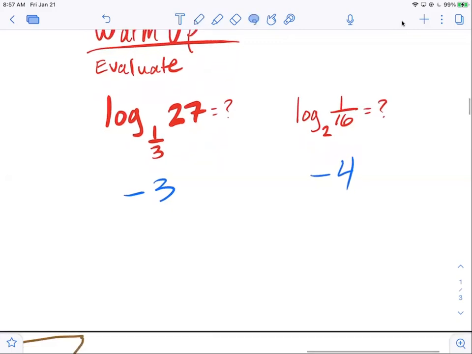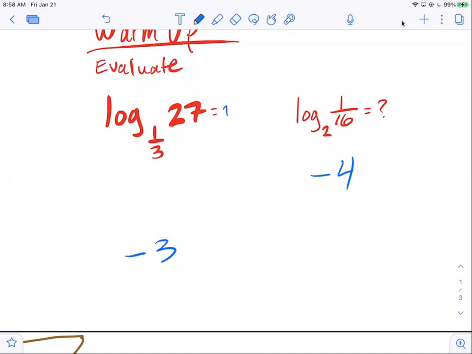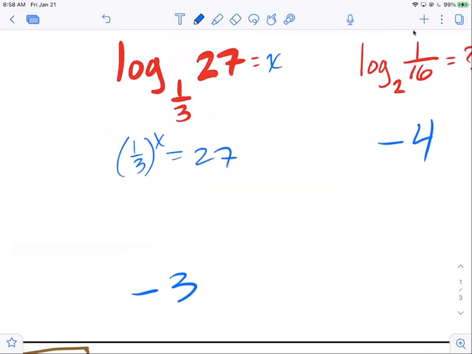Now, let's look at this first one a little bit differently, because you still have the option of setting it equal to x and doing the around the world thing. So you'd get 1/3 to the x equals 27. I just want to point this out to you: with the get-the-bases-the-same method, you don't always have to be stuck with the base that you currently have on the left side that has the x as the exponent.